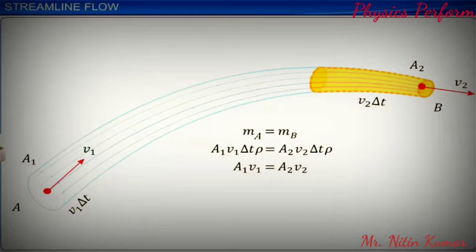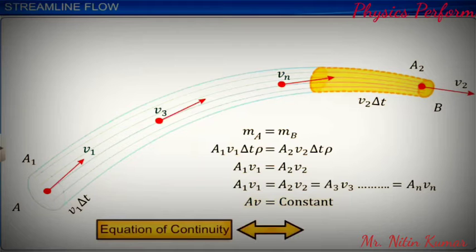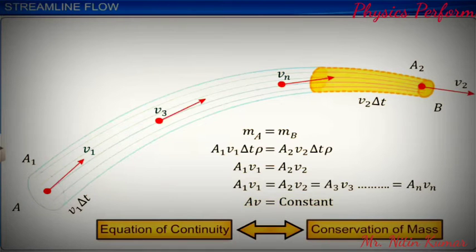If we consider various points in the tube where the velocities of a fluid are different, we can write A1 V1 is equal to A2 V2 is equal to A3 V3, and so on, equal to An Vn. Thus, we can say AV is constant. The equation of continuity is valid as the product of area of cross-section and speed remains the same at all points of a tube of flow. The equation of continuity represents the conservation of mass in the case of moving fluids.